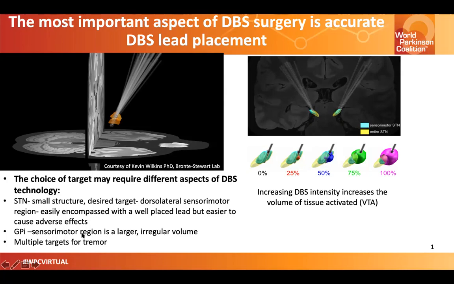However, the sensory motor region in the globus pallidus interna, or GPI, is much larger and a more irregular volume, and so might require different aspects of technology. And in the thalamus, there may be multiple targets for tremor, which again may lead to using different technology.